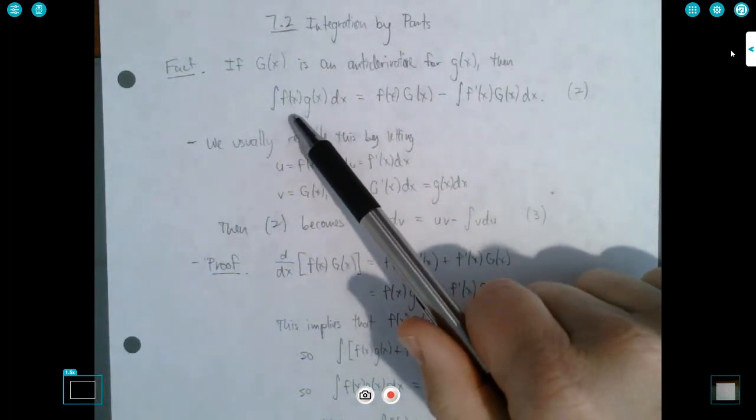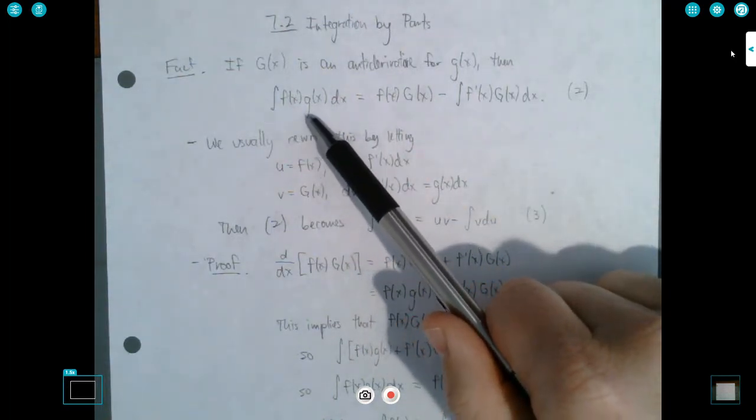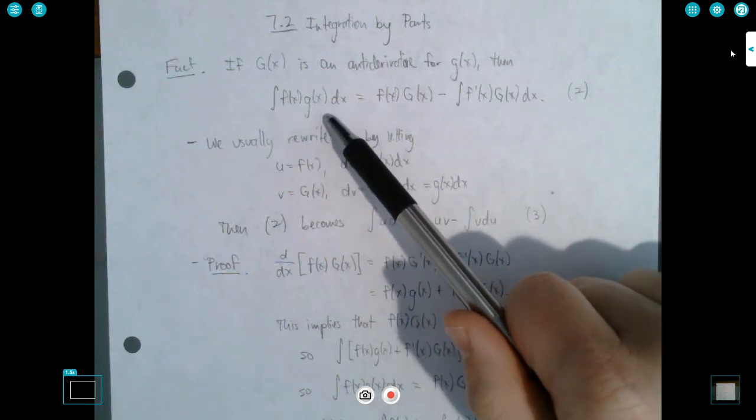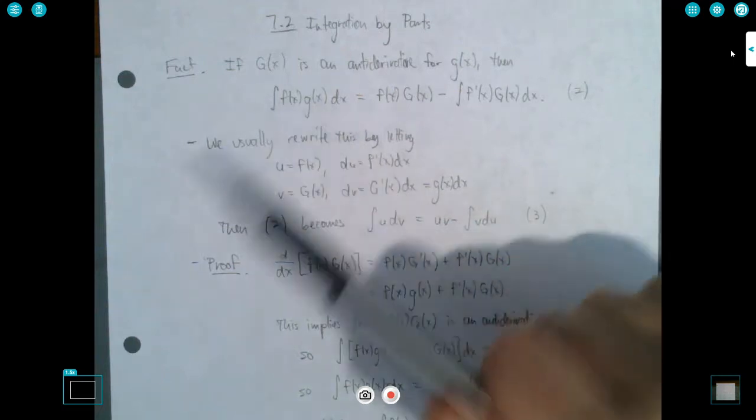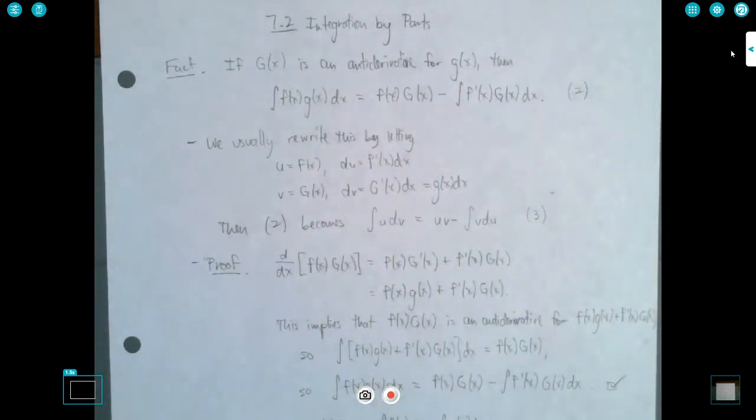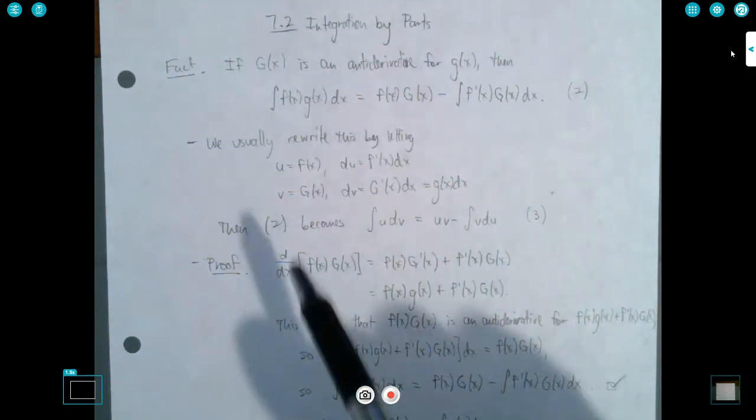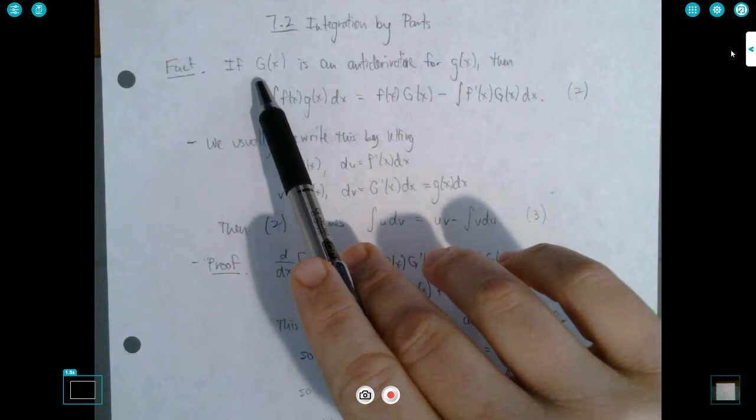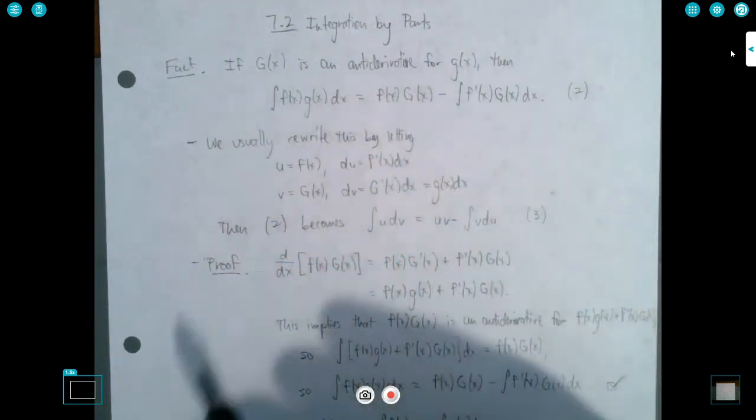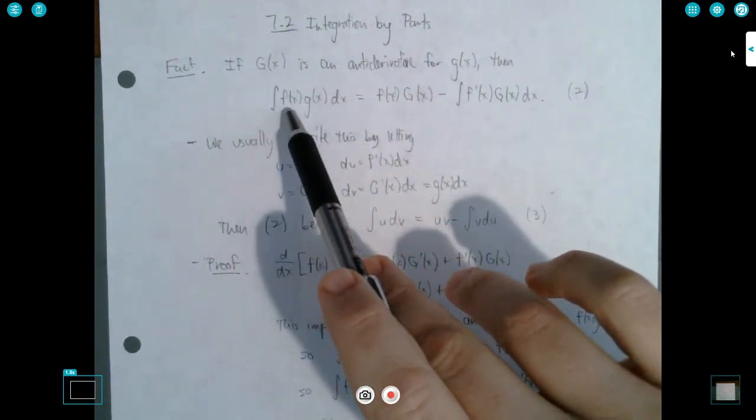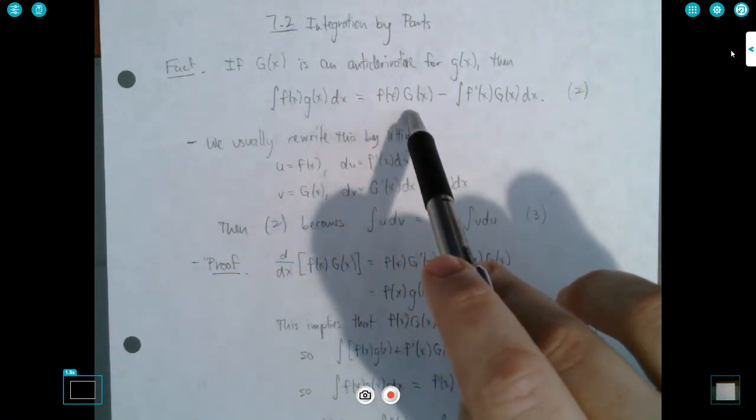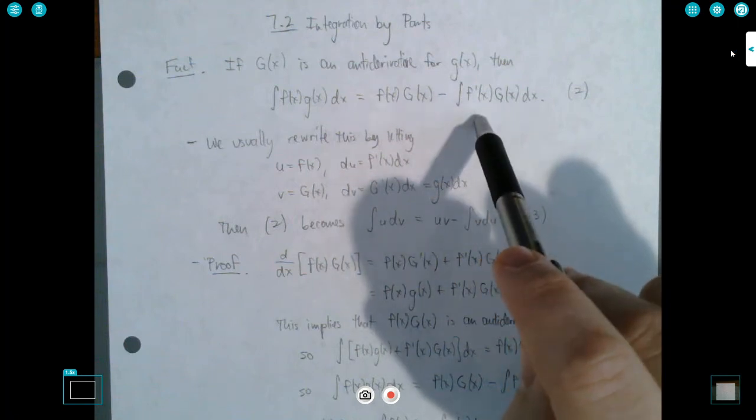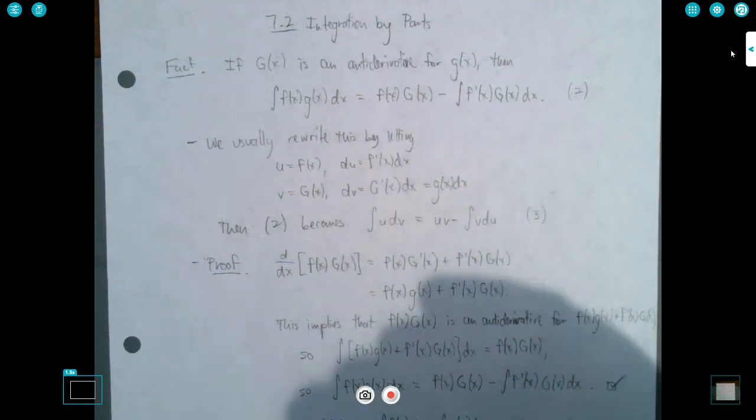Because you keep thinking that the integral of f of x times g of x is just the integral of f of x times the integral of g of x. Like you can just distribute the integral across that multiplication, and you can't. But here's what is true. If capital G is an antiderivative for lowercase g, then the integral of f times g is f times capital G minus the integral of f prime times capital G. Okay?